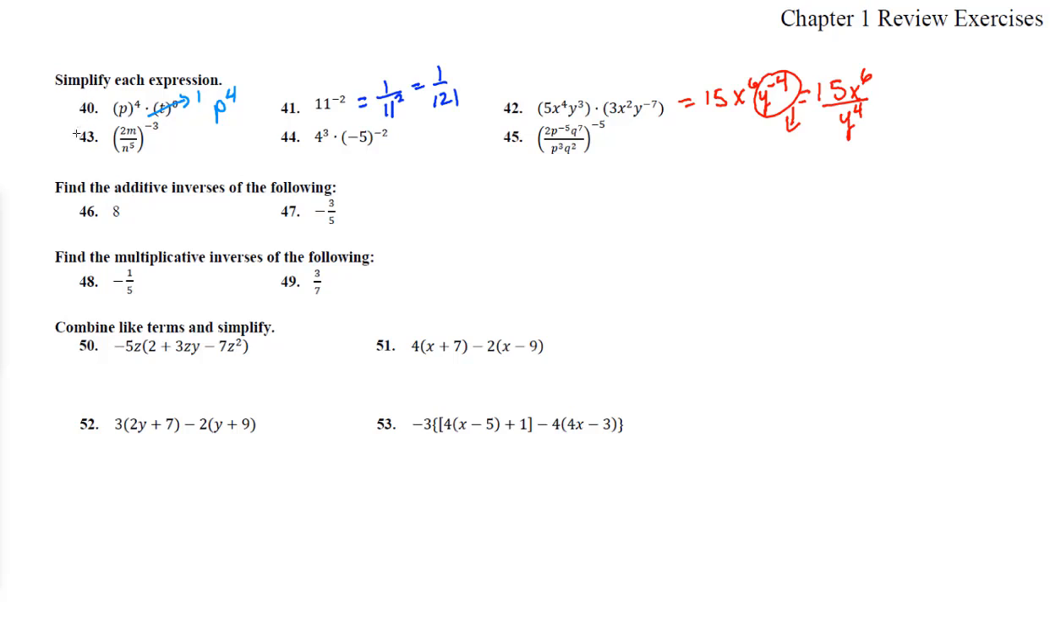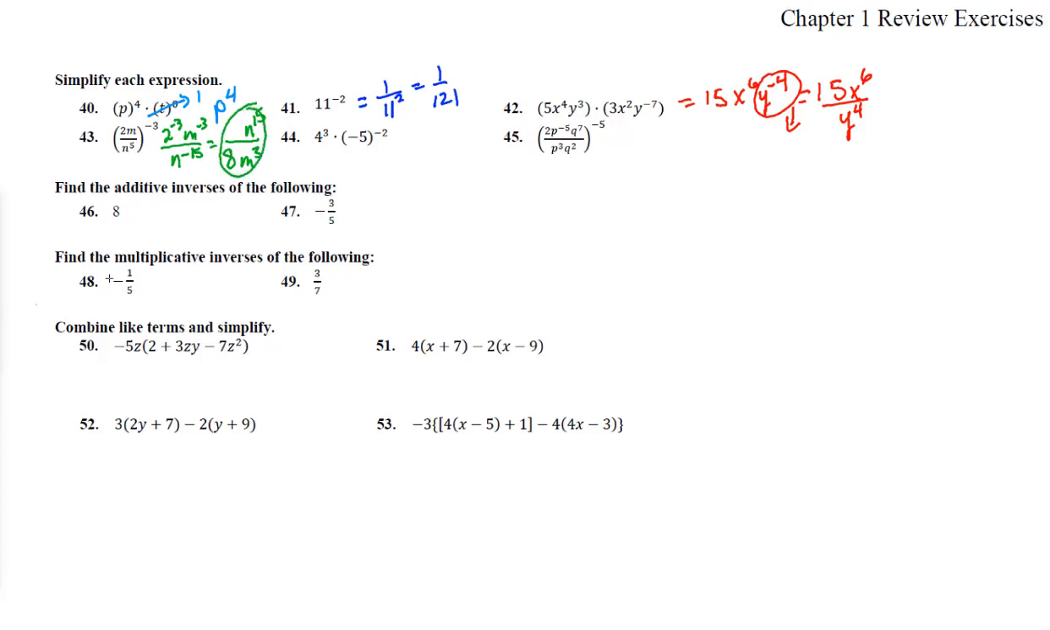Excellent. Number 43, we get 2 to the negative 3, m to the negative 3 over n to the 5th to the negative 3, that's n to the negative 15th. Now, negative exponents, move them. So the m to the negative 3 goes down as an m cubed. The n to the negative 15th goes up to the top as an n to the 15th power. And then the 2 to the negative 3 goes down to the bottom as a 2 to the 3rd power, which is 8. So that would be the answer to that one.